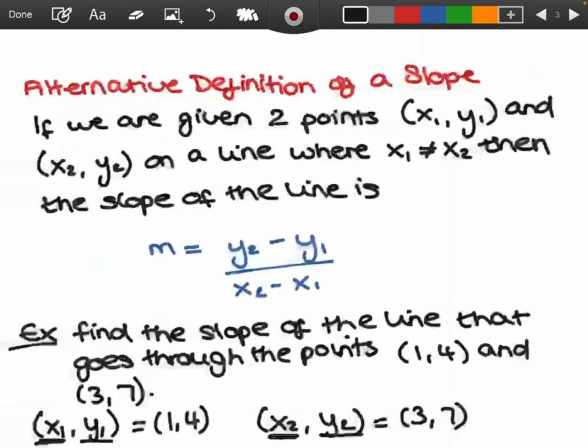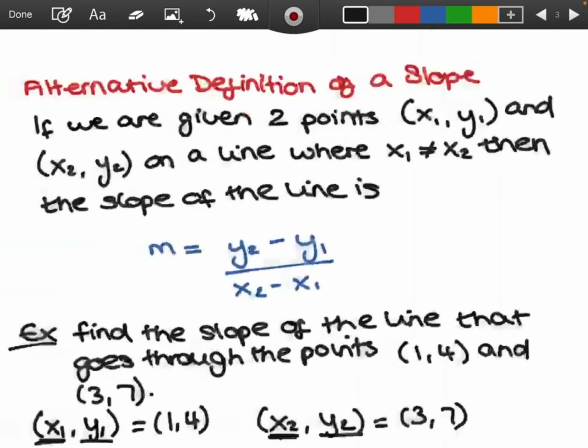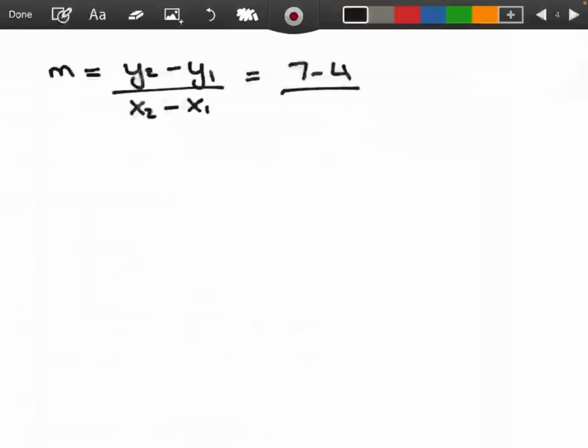Okay. So y sub 2 we said was 7 and y sub 1 was 4. So our numerator for this fraction is 7 minus 4. And our denominator would be x sub 2, which is 3, minus x sub 1, which is 1. So it would be 3 minus 1. So our numerator would be 3, our denominator would be 2.